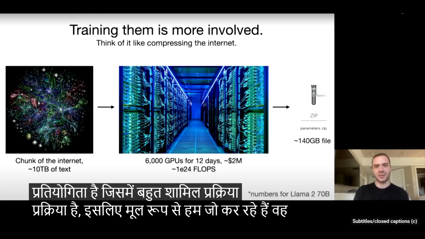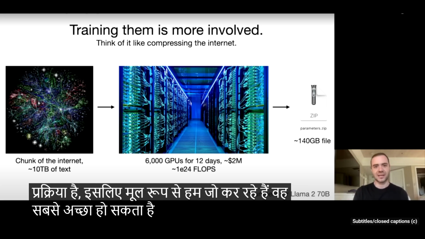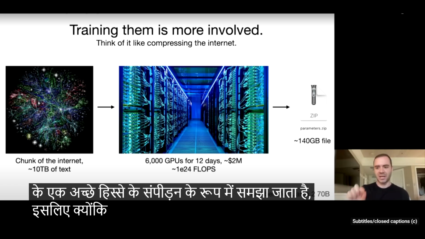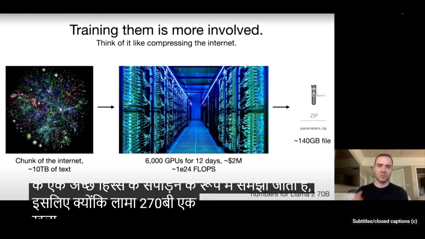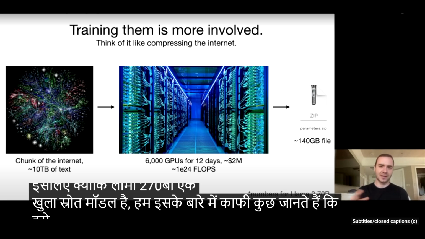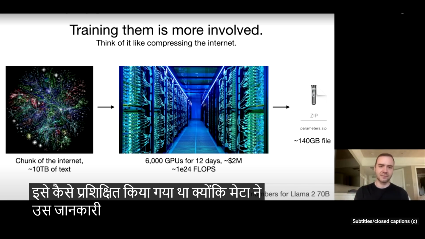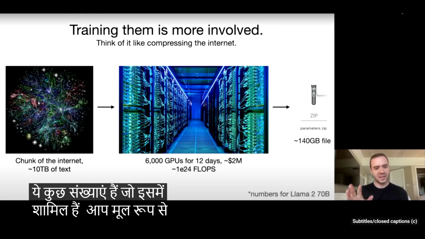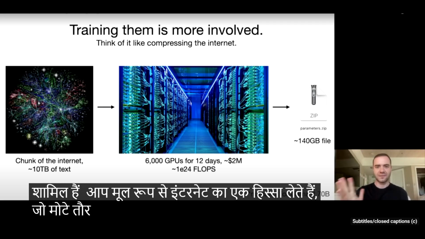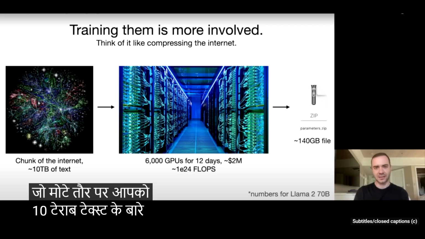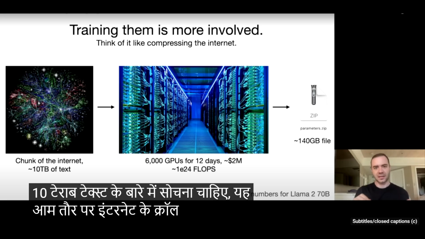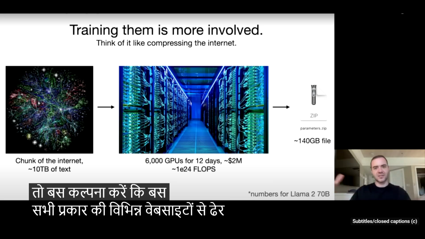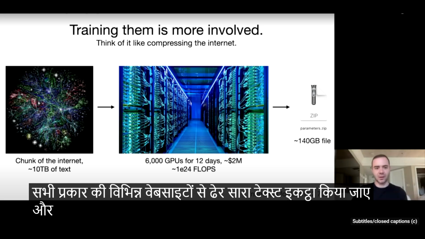So basically what we're doing can best be understood as a kind of compression of a good chunk of internet. Because Llama 2 70B is an open source model, we know quite a bit about how it was trained, because Meta released that information in a paper. These are some of the numbers of what's involved. You take a chunk of the internet that is roughly 10 terabytes of text. This typically comes from a crawl of the internet. Just imagine collecting tons of text from all kinds of different websites and collecting it together.